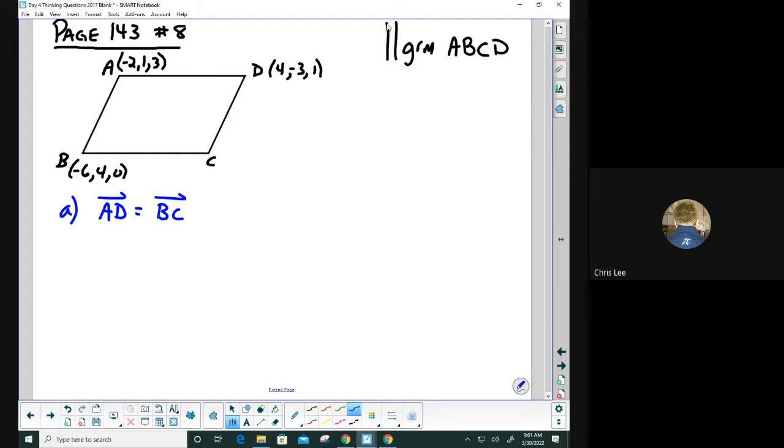Be careful of your labeling here, because is AD the same as CB? No. They're the same length, which is helpful, but they're not the same direction. We need two that are the exact same in order to make this true. Okay? So we're going to use that fact to solve this. The other thing I'm going to do is I know that the answer for C is some coordinate, some X, some Y, some Z. So I'm going to say, I don't know what it is, but right now I'm going to just call it X, Y, Z. Now, how do I find the vector AD?